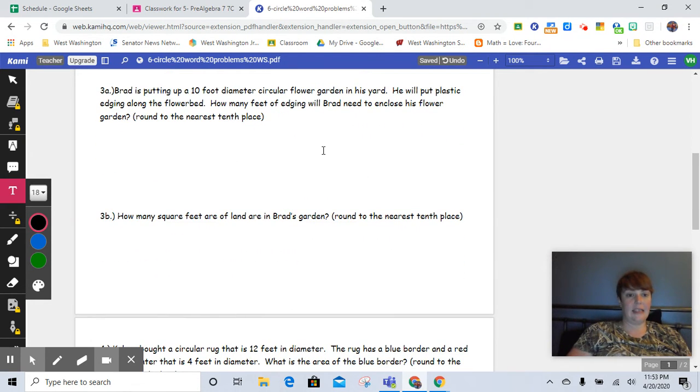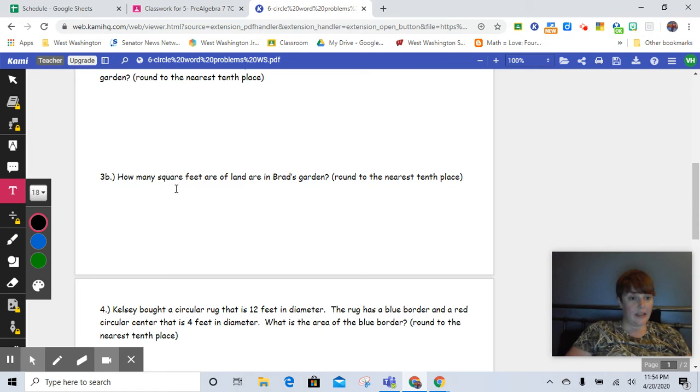Brad is putting up a 10-foot diameter circular flower garden in his yard. He'll put a plastic edging along the outside of the flower bed. How many feet of edging does he need? So think to yourself, what does that mean? Am I looking for the area? Am I looking for how much mulch I need to cover up all the space? Am I looking for the distance around the flower bed? Think about which circle word that means. Does it mean diameter?